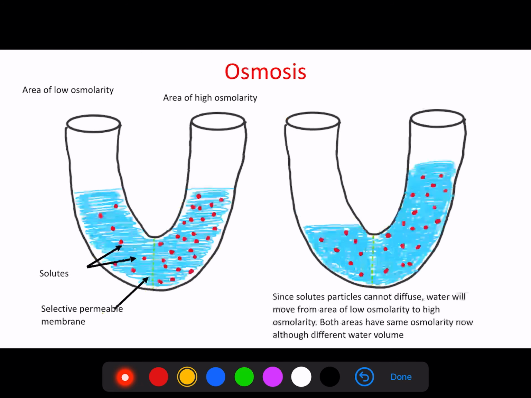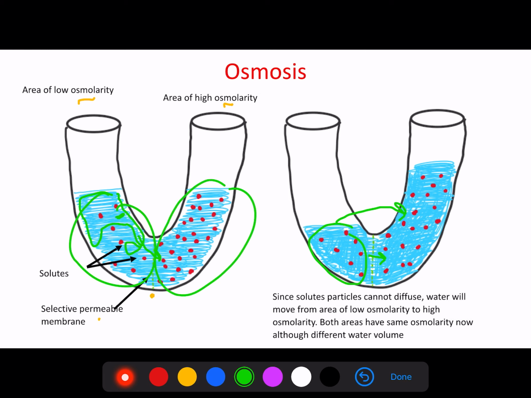However, if we have the same situation, low osmolarity and high osmolarity, but the membrane is now selectively permeable, it does not allow these solutes to pass. Usually if it was allowed, these would have to move into this area, but this is not happening. What happens is that the water moves from the area of high water concentration to the area of low water concentration, or from low solute concentration to high solute concentration. This is the area of low solute concentration, and this is the area of high solute concentration. So water moved from low to high solute concentration. That is osmosis.